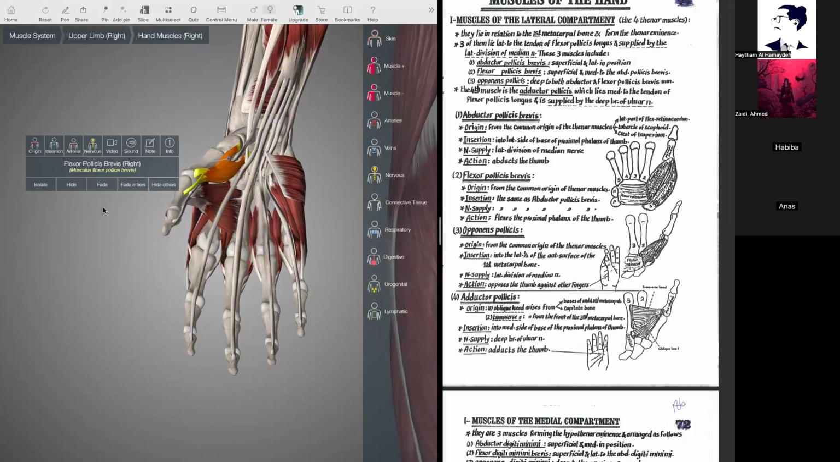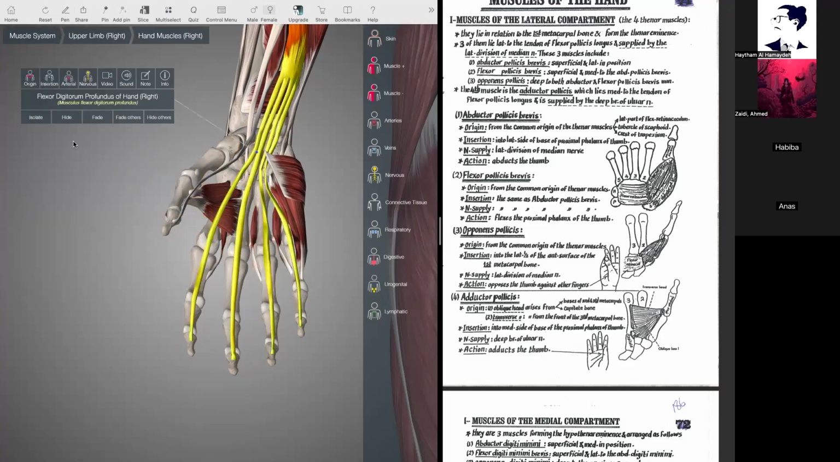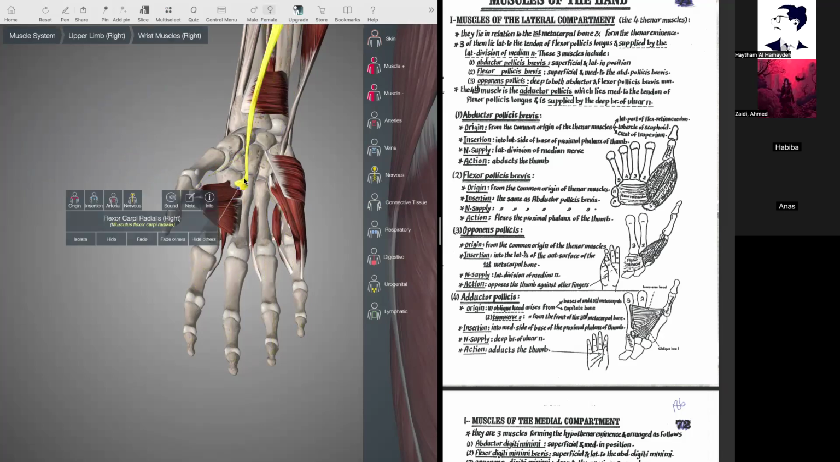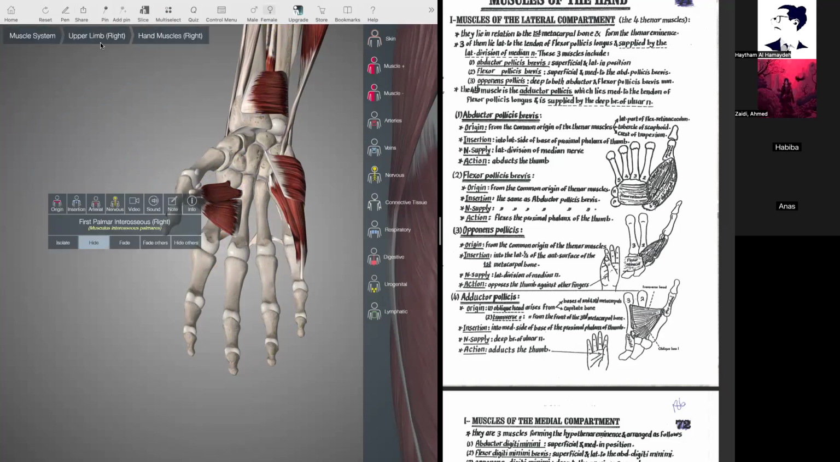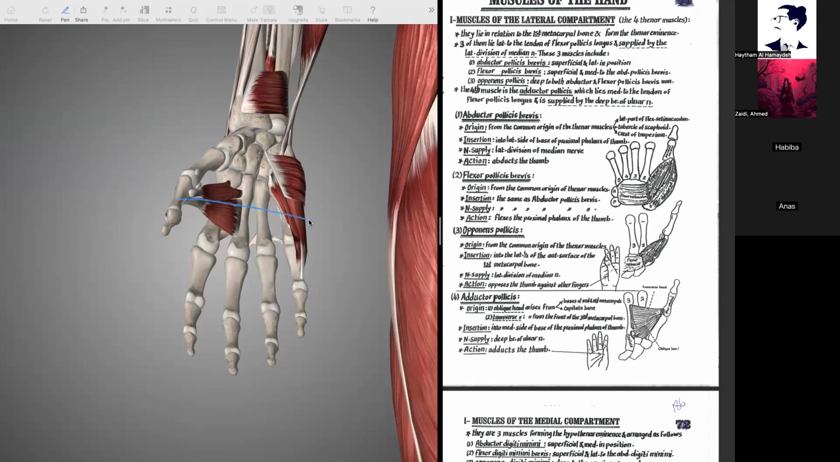So the last muscle of this group is this one, the adductor pollicis. The adductor pollicis, either transverse or oblique, right? Transverse means it goes this way. Oblique, it's slanting. That's why it's oblique and transverse.